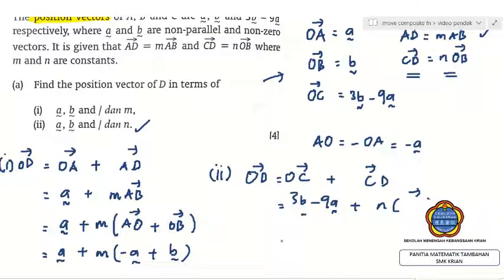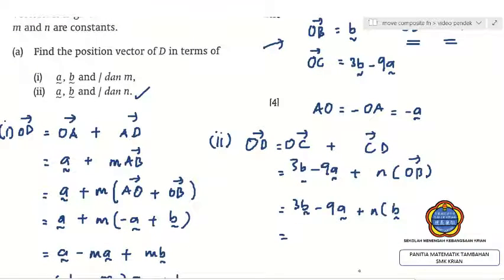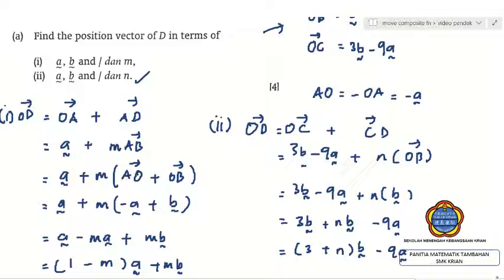So we just simplify, putting what is given in the question. 3b minus a plus n bracket, OB is b, and simplify our answer. Combine together the same vectors, b and b, a and a. Right here we have 3b plus nb minus a. Okay, and factorize for vector b: (3 plus n)b minus a. Okay, finish for question A.